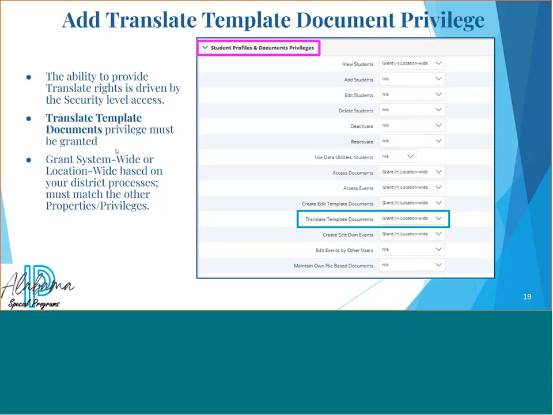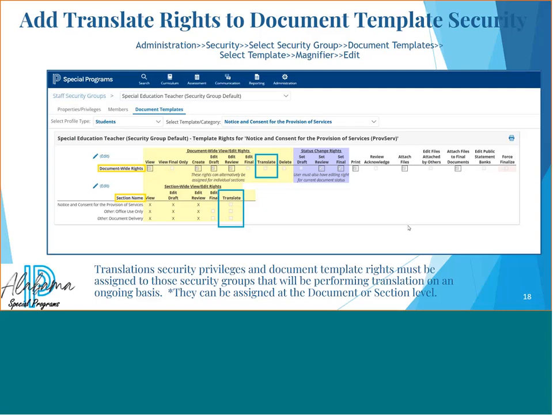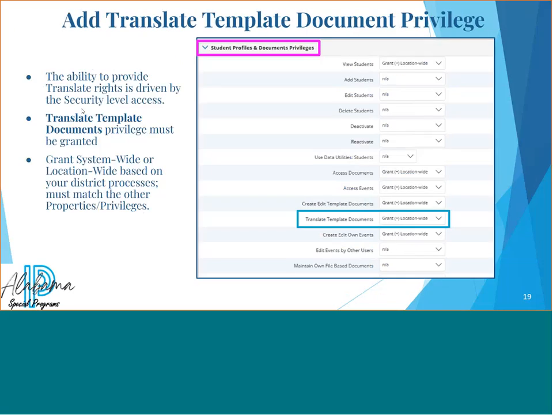Additionally, you have to add this privilege to their rights. So up here, when you're here, you have document templates right here. Then you can click right here under Properties and Privileges. If you click that, you're going to get a screen that looks like this. You're going to go down to the part that says Student Profiles and Document Privileges, and this is where you give rights for a security group to do certain things.